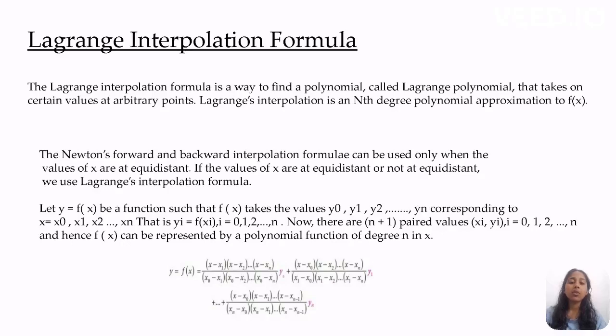Let y is equal to f of x be the function such that f of x takes the values y0, y1, y2 till yn corresponding to x equal to x0, x1, x2 until xn, that is yi is equal to f of xi, i equal to 0, 1, 2 till n. Now there are n plus 1 paired values xi, yi, i equal to 0, 1, 2 until n, and hence f of x can be represented by the polynomial function of degree n in x, and the equation is given below.